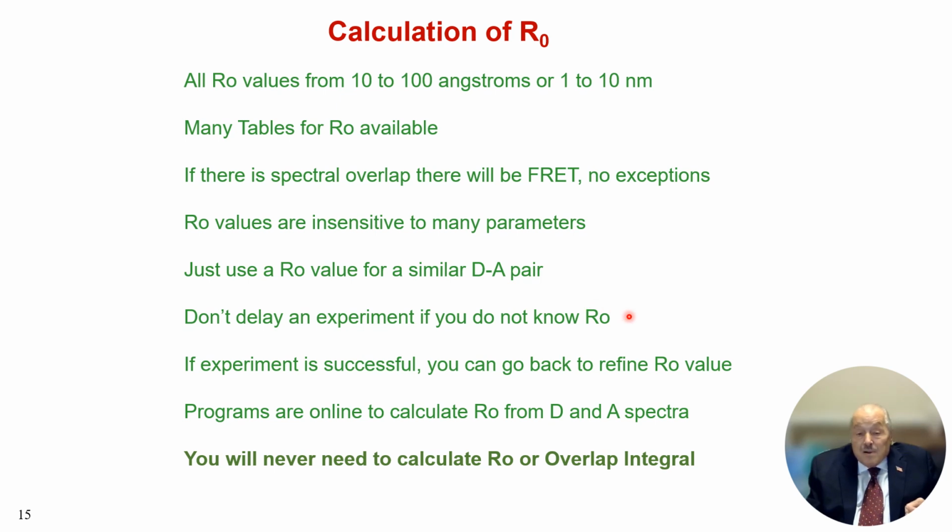because you can always go back and find the R0 value later. So the bottom line here is, and I think you'll like this, you will never need to calculate a Foster distance or an overlap integral. That information will be available in the literature, and even if you get it wrong, it doesn't hurt your results very much.